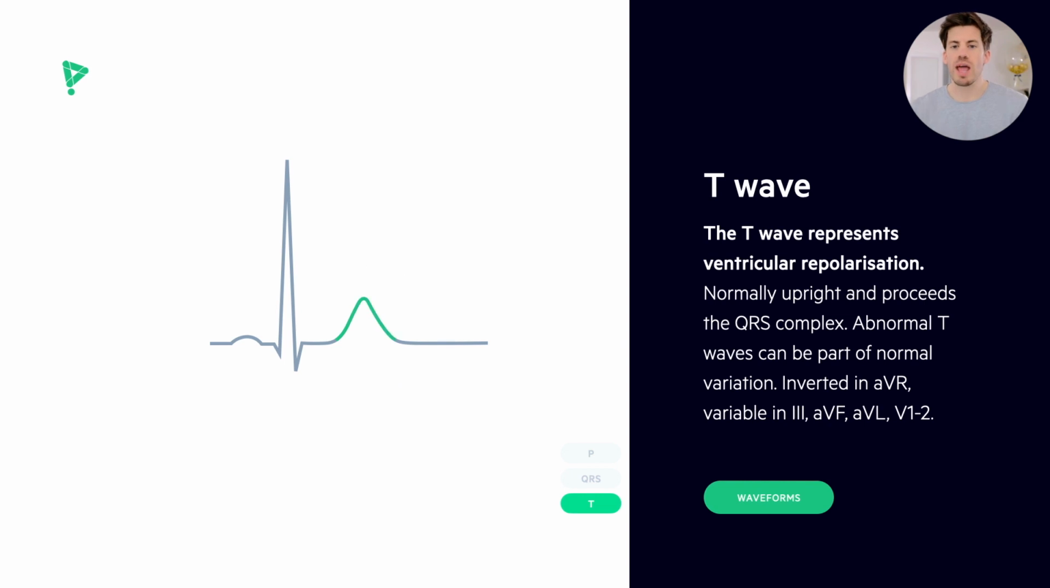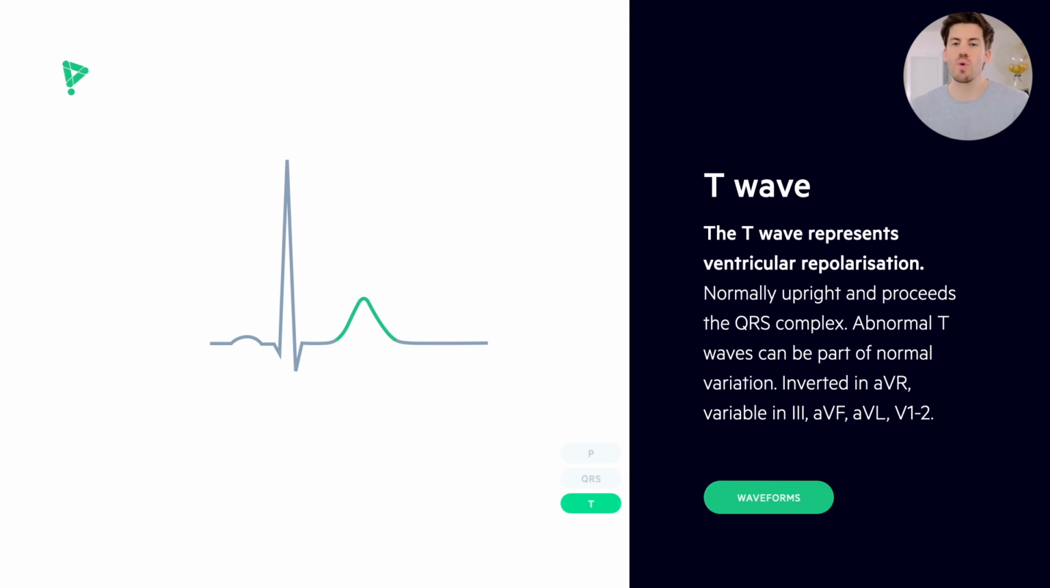The T wave then represents ventricular repolarization. It's normally upright and it follows the QRS complex. Abnormal T waves can be part of normal variation. They can be inverted in AVR, and they may be inverted depending on the patient in leads 3, AVF, AVL, and V1 to V2. There's lots of ethnic diversity with T waves as well. If they're inverted, there will be a negative deflection downwards.